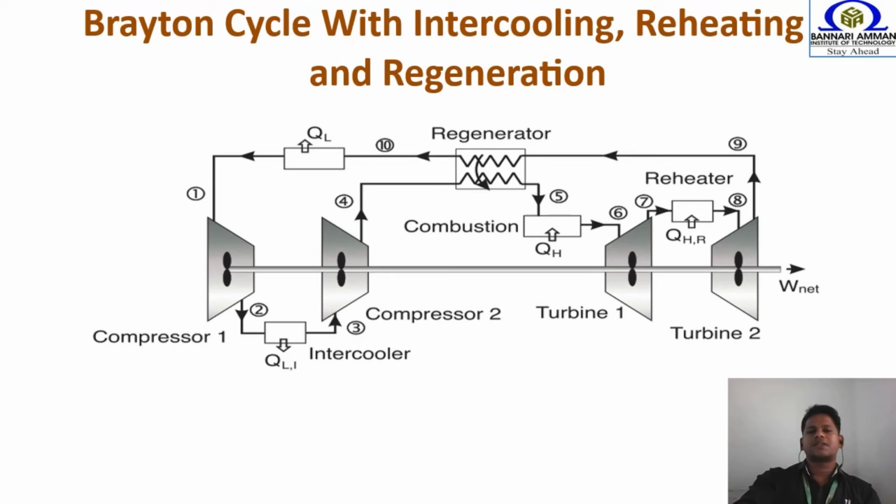So this is the best example for the combination of intercooling, reheating and regeneration. You can see this best example. We have an intercooler between the two compressors, as well as a regenerator and a reheater. So in a single Brayton cycle we have all three modifications done to the ideal Brayton cycle.